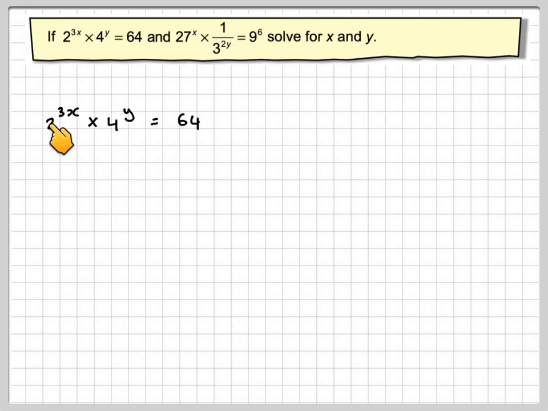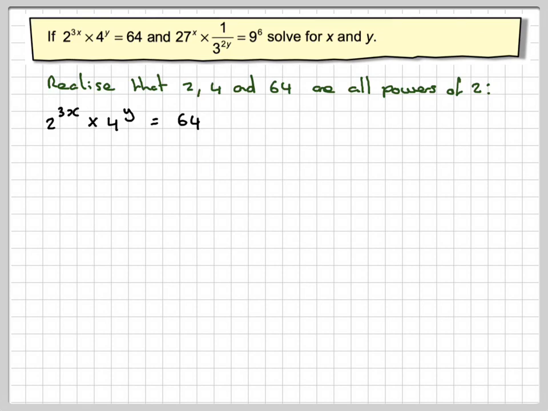Now the secret is that 2, 4 and 64 are all powers of 2. So we should rewrite these as all powers of 2. So the first one will be 2 to the 3x. 4 is 2 squared, so it becomes 2 squared to the power of y. And 64 is 2 to the 6.